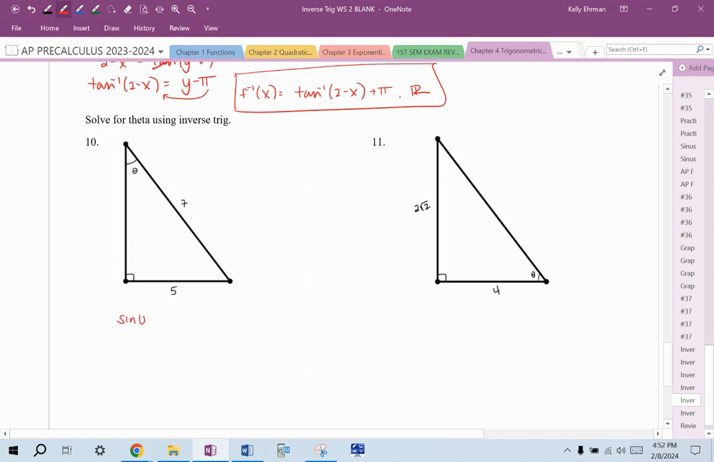So sine of theta is equal to 5 over 7. And again, if I want to get rid of the sine, then I inverse sine both sides. So the inverse sine of 5 over 7 is equal to theta.